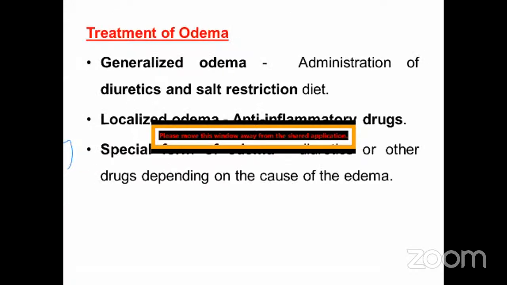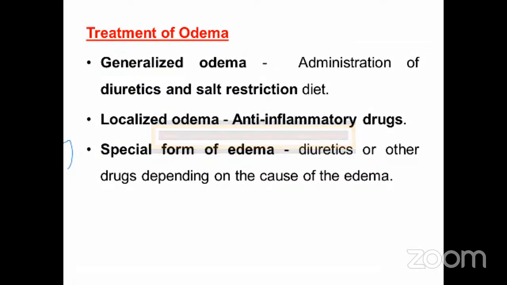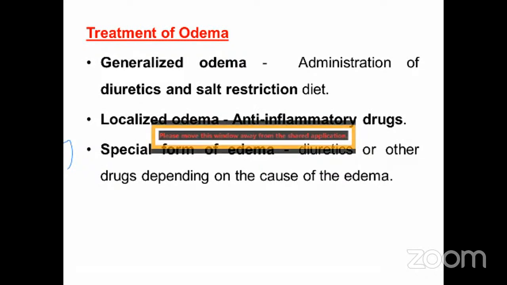What is the treatment for edema? For generalized edema, administration of diuretics, that is, drugs which increase the excretion of urine and the urinary output. Second, salt restriction, because salt causes retention of fluid in our body. So a salt restricted diet is advised and diuretics are given to increase the urine output.